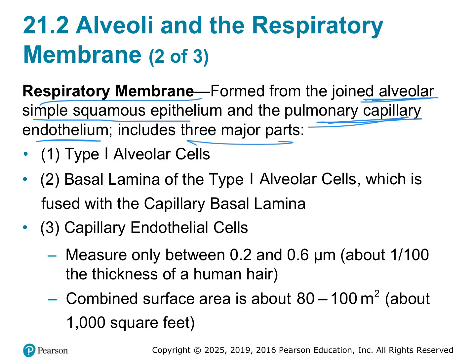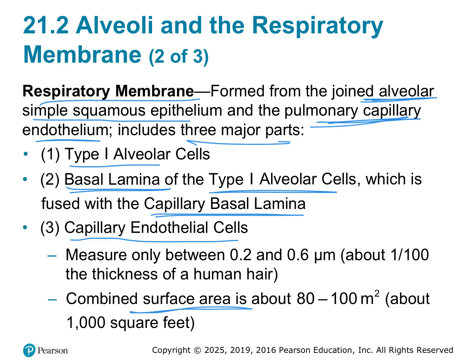So there's 3 major components to this respiratory membrane. The type 1 alveolar cells, so the simple squamous cells in the alveoli, the basal lamina of those type 1 alveolar cells, and that fuses with the capillary basal lamina, and then the capillary endothelial cells. That forms our respiratory membrane. The respiratory membrane needs to be very thin to facilitate gas exchange. And we also have enormous surface area in the lungs to allow for efficient gas exchange as well.